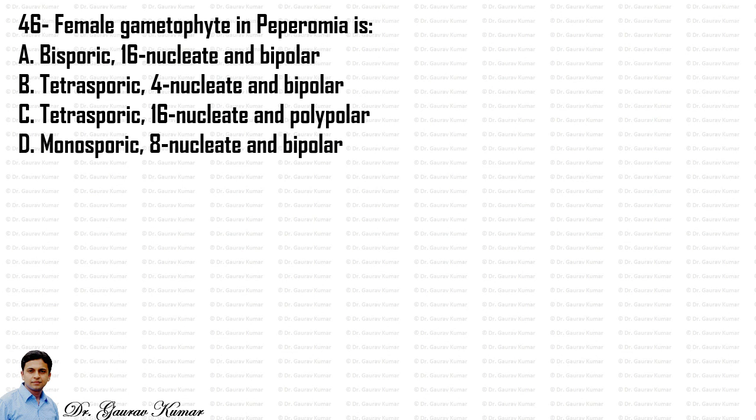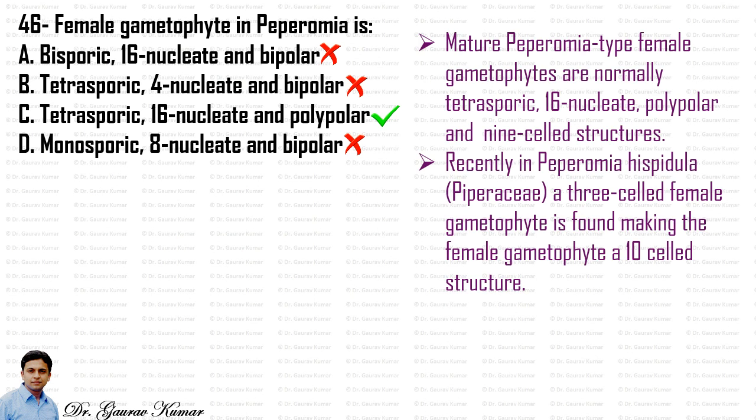Female gametophyte in Peperomia is. So the answer is it is tetrasporic, 16 nucleate and polypolar. Mature Peperomia type female gametophytes are normally tetrasporic, 16 nucleate, polypolar and 9-celled structure. However, this is a very recent finding that in Peperomia hispidula of Piperaceae, a 3-celled female gametophyte is found, making the female gametophyte a 10-celled structure. This may be asked in the exam, you just keep in notice.